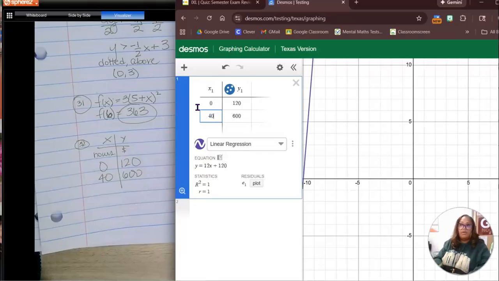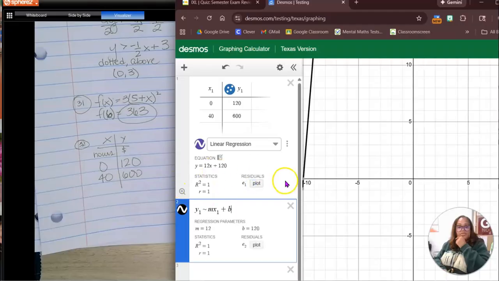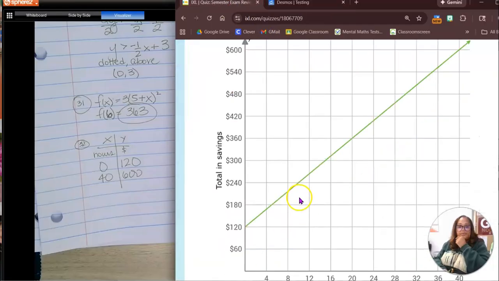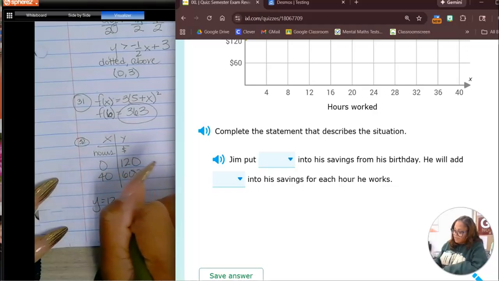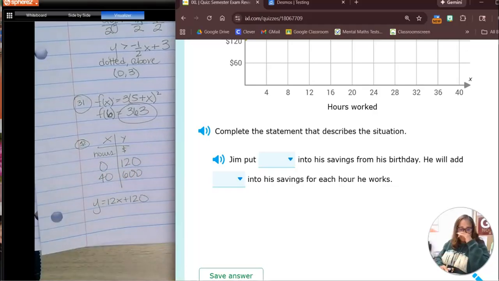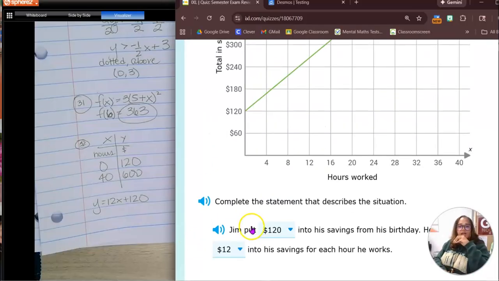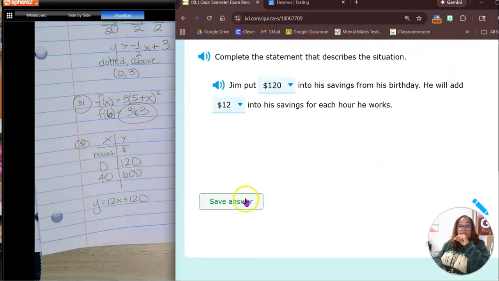0, 40. Why are we not typing this in the Desmos while we're sitting here with me too? You're watching me get better at math. Best way to get better at it is to do it too. $12 per hour. Y equals 12x plus 120. Jim put $120 into his savings and he will add $12 for each hour. Okay? Dollars per hour. That's the rate that we have to know.